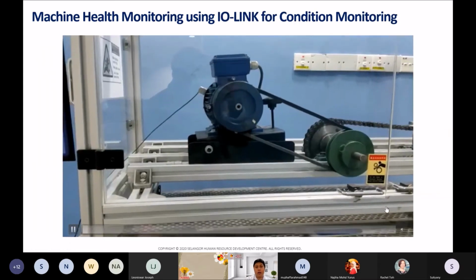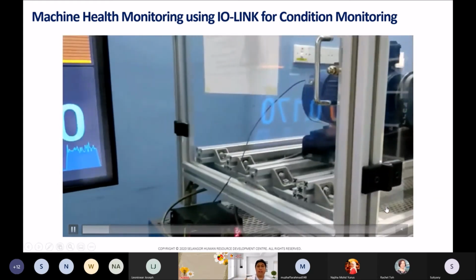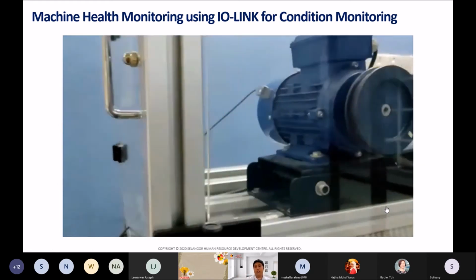And of course, when you talk about condition monitoring for vibration analysis, right? Let's say if you put a sensor on a motor, this is using IO-Link technology, okay?